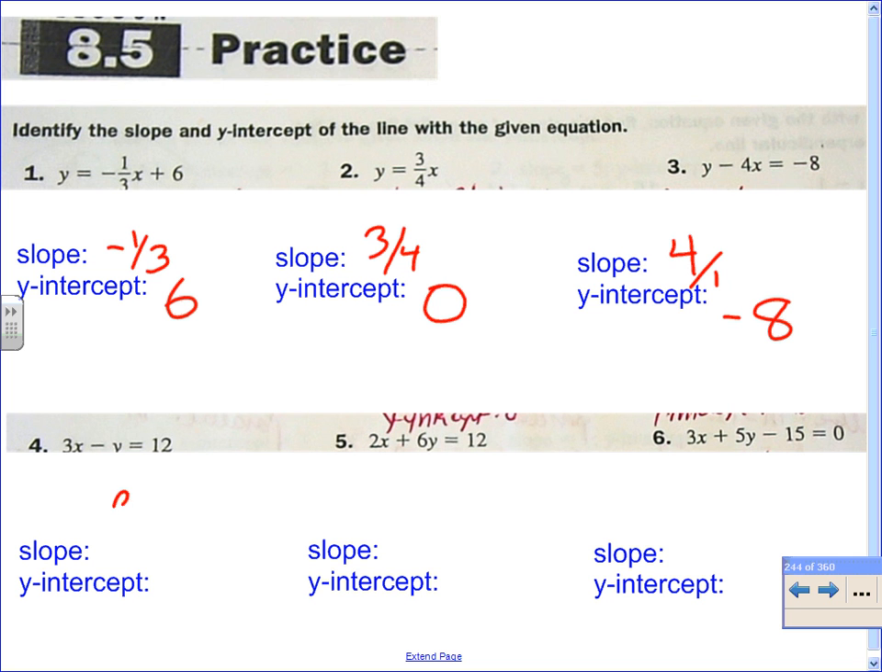Should be positive 3. And the y-intercept? Negative 12. You forgot, Emma, there's a negative in front of the y. This all goes back to that day you were absent. There's a negative in front of the y. So eventually you have to divide by that negative 1 on both sides. Okay? Justin, number 5.